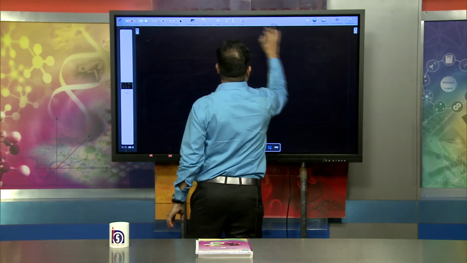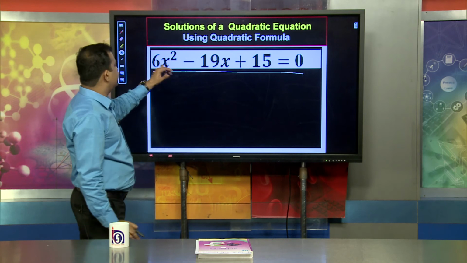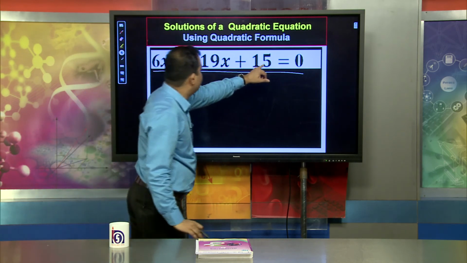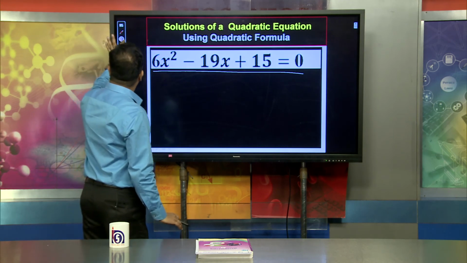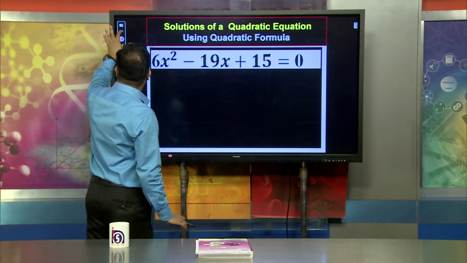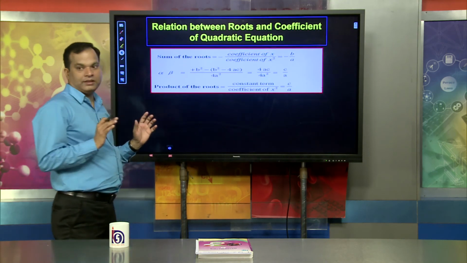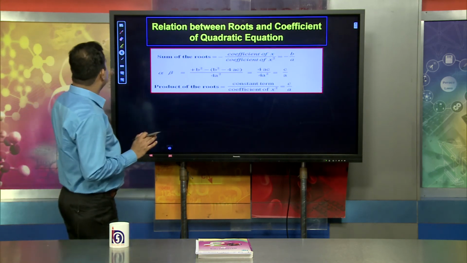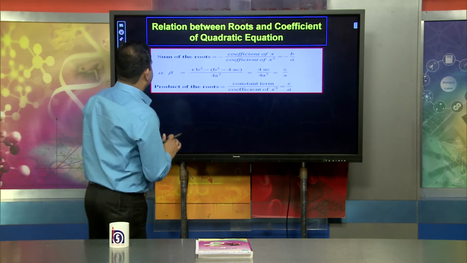Dear learners, now we have to see another part. We have 6x² − 19x + 15 = 0, and we have already found out how to solve it by using the quadratic formula. Now we have to move to one of the important things, the relations. When talking about relations, we will find two important things.